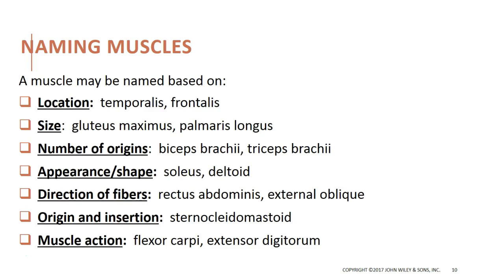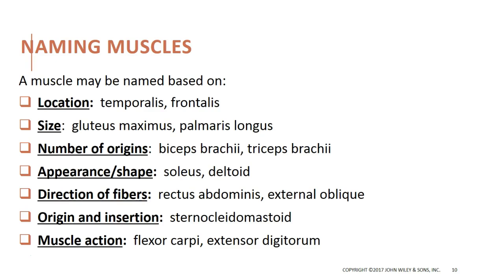The number of origins is useful in naming muscles. As we saw just a few minutes ago, biceps brachii, 2 heads, so 2 origins, and the triceps brachii, 3 heads. The appearance or the shape of a muscle can contribute to the name, such as one of the muscles in the lower leg, the soleus, is a flat muscle that some think looks very much like the sole fish. Deltoid muscle that covers the shoulder joint. The deltoid is a triangular shape, so the Greek letter delta is a triangle.